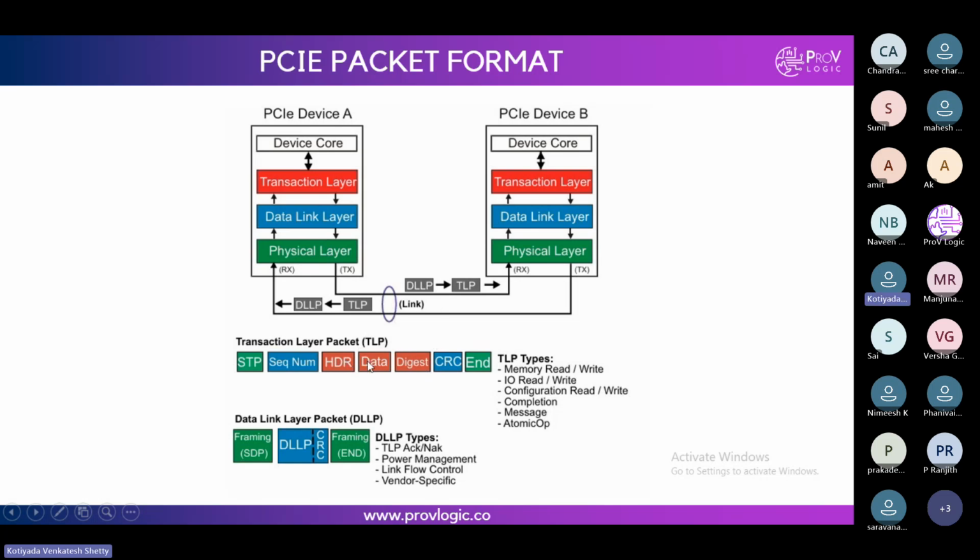Okay, and next, the actual data sent from the device A application layer, we will send to the device B application layer. Like this, the data will flow. If someone asks how the data will flow, you have to tell like this: from one device to another device. Okay, this is how the packet flow will happen.